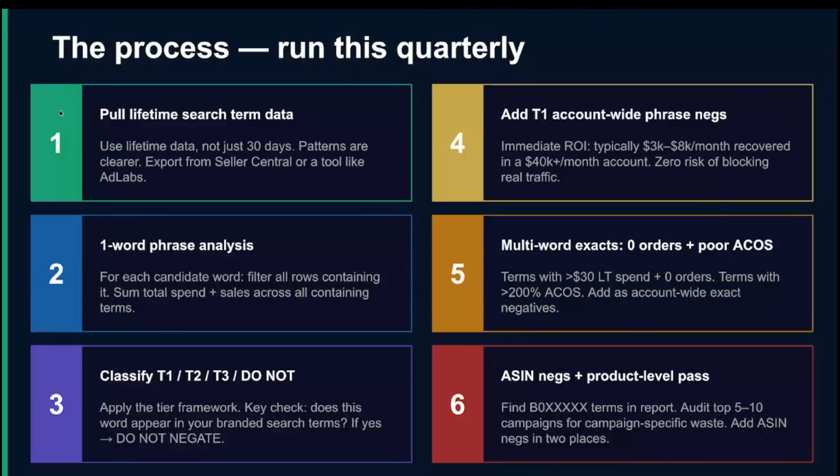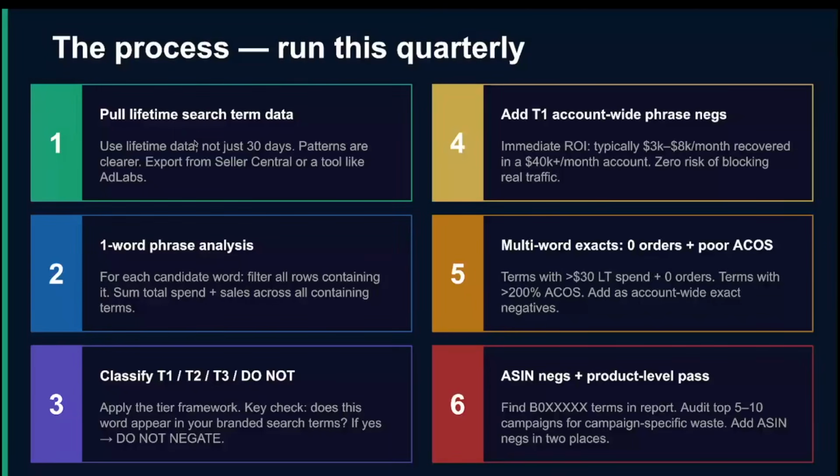Now here's the process. Like I said, pull the lifetime search term data. You can do this through Amazon reports. It's just going to be difficult, and it stores only the past 2 months of data. So you'd want to have access to a tool that can pull the entirety of the account and its search terms. In our example, we use AdLabs.